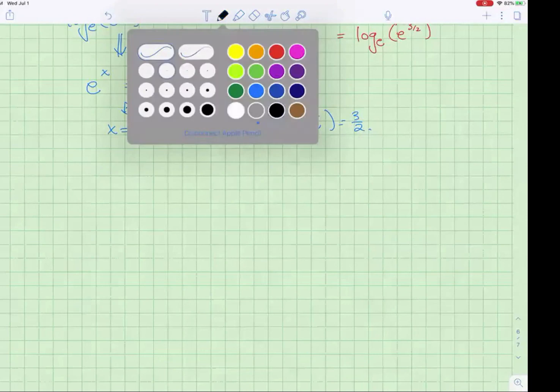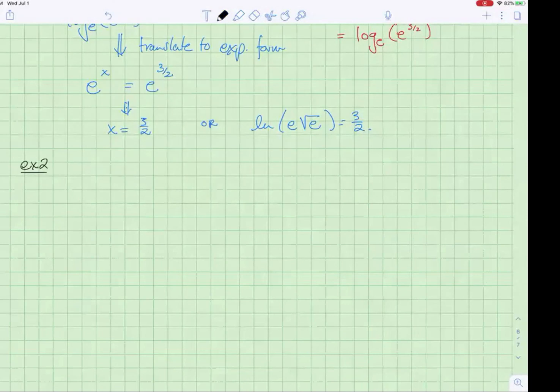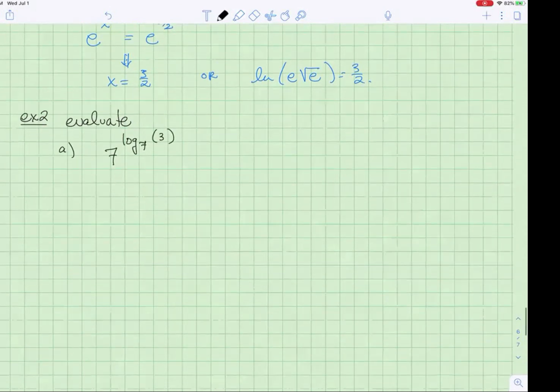Example 2. Evaluate. Let's see here. A, 7 to the log base 7 of 3 is a pretty complicated expression.